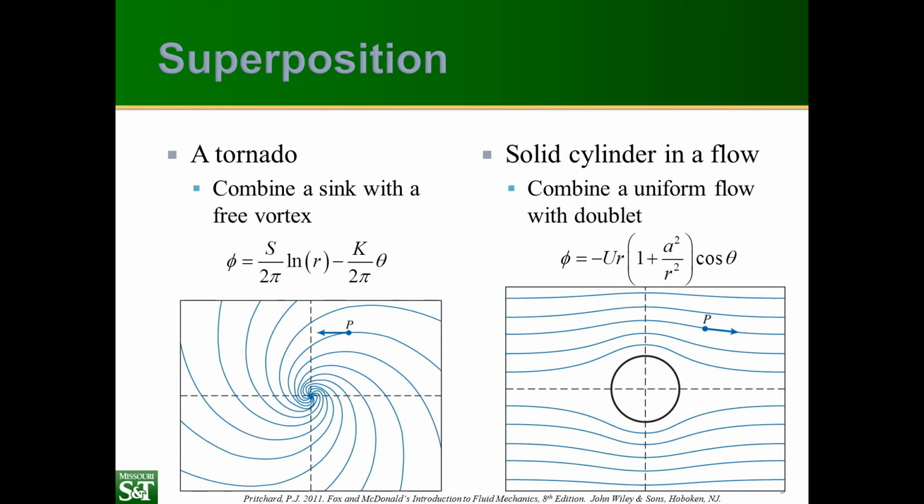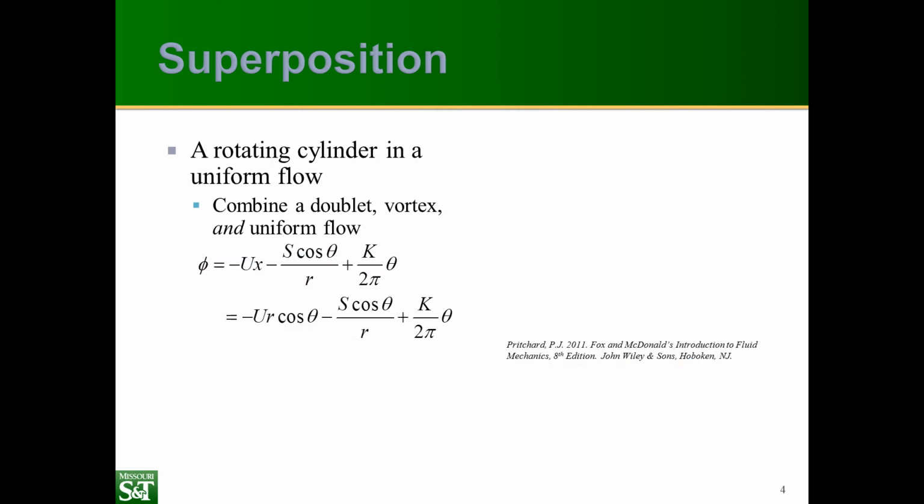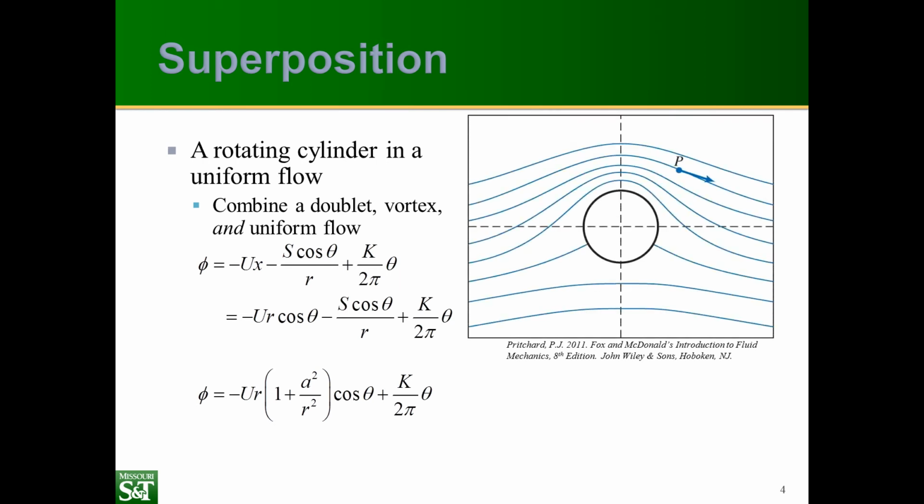However, there are some important consequences to this model. We can actually add a layer of complexity by adding a vortex. So this is a rotating cylinder now. Now we have our uniform flow, our doublet, and our rotating vortex. And when we do that, we come up with a new equation, which is very similar to the cylinder, but now we have this rotation part. And we can graph the streamlines.